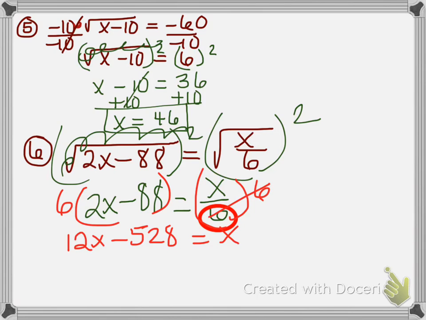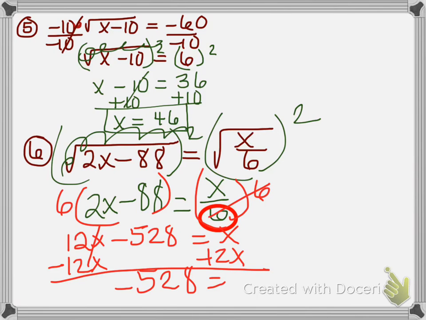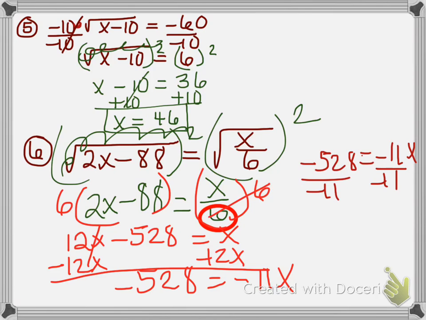So we're trying to solve for x, so we need to move x's to one side. So we have to move that positive 12x to the other side, which means we need to subtract 12x. Once we do that, I end up with a negative 528 equals a negative 11x, because this is 1 minus 12. We have to divide both sides by 11, so let me just rewrite it over here really quick. We divide both sides by negative 11, and we get that x is a positive 48.